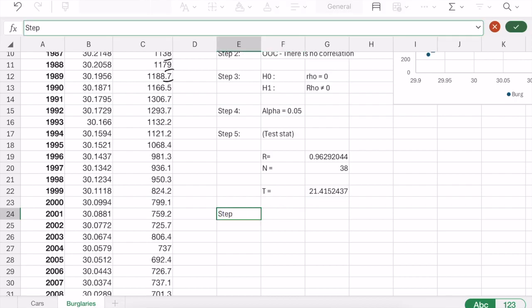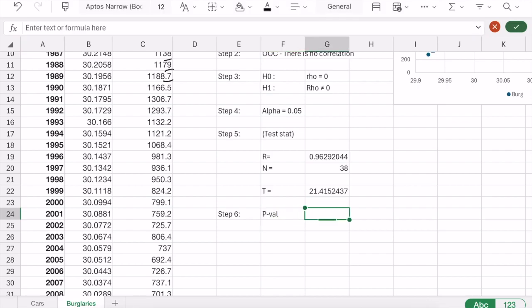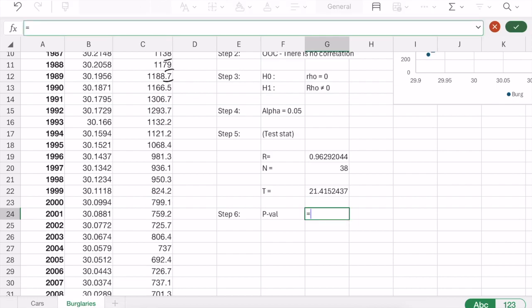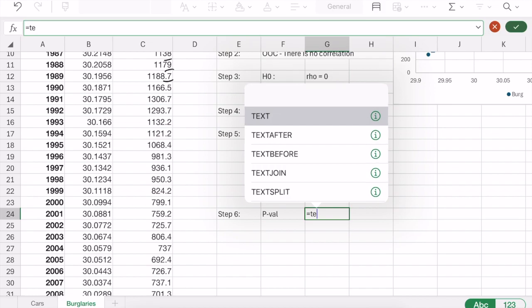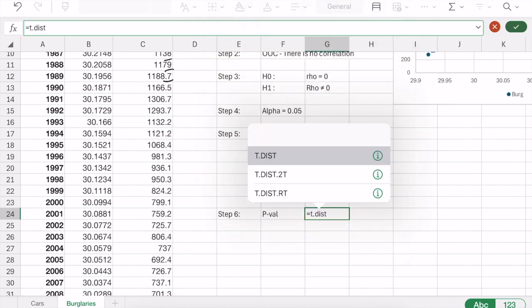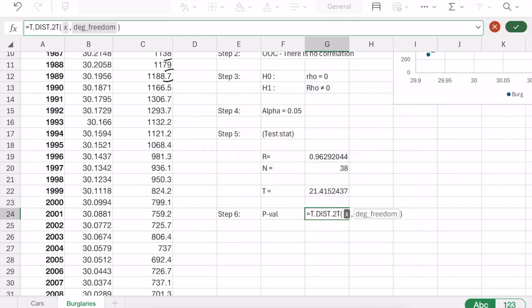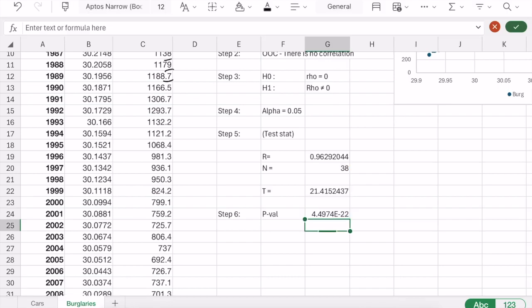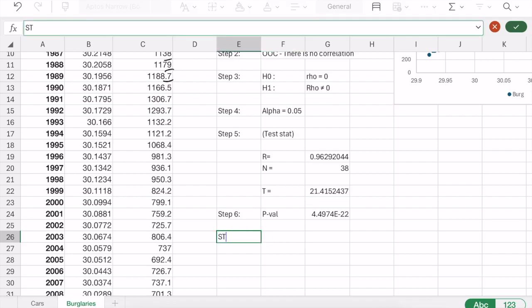Step 6, p-value. I'll bet it's going to be super small. The p-value is going to equal T.DIST.2T of that test statistic with degrees of freedom n minus 2. Enter. 10 to the negative 22nd. That's very, very low.